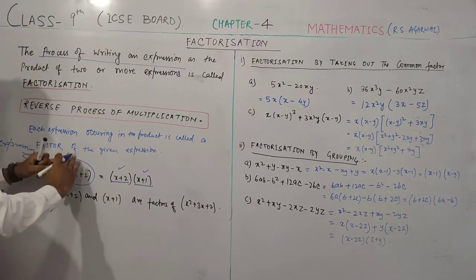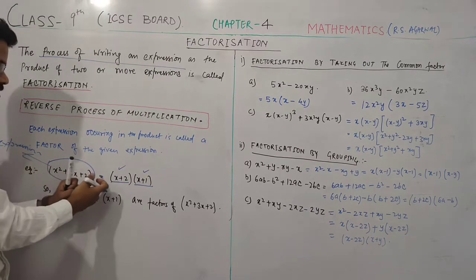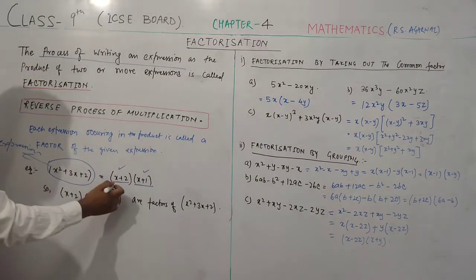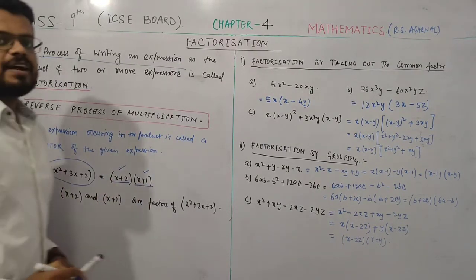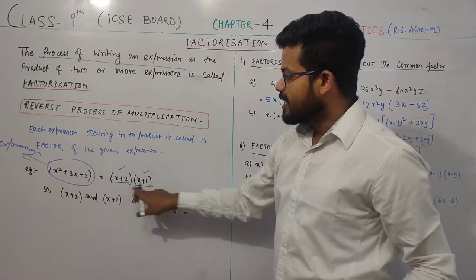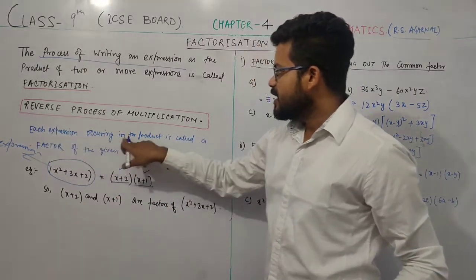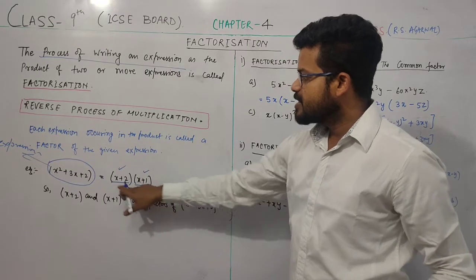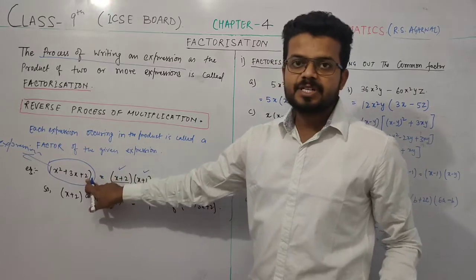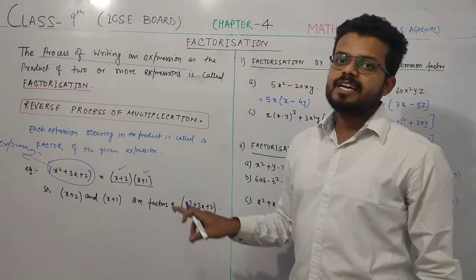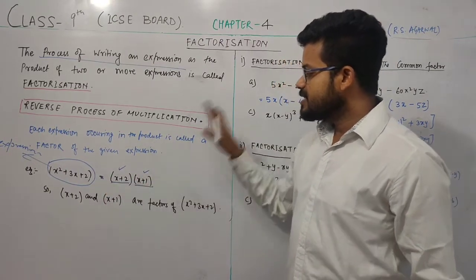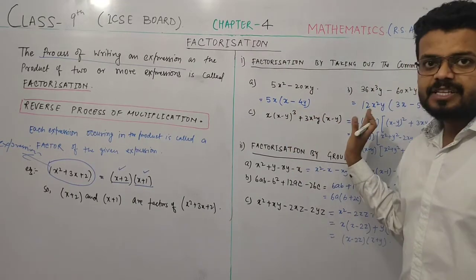So whenever we have an expression and I write it as a product of expressions, this method is called factorization, and these two expressions in the product are called factors. Each expression occurring in the product is called a factor of the given expression. This is the factor of this expression and this process is called factorization. How I get these factors, I will discuss further on, okay.